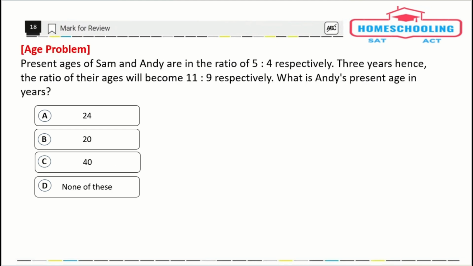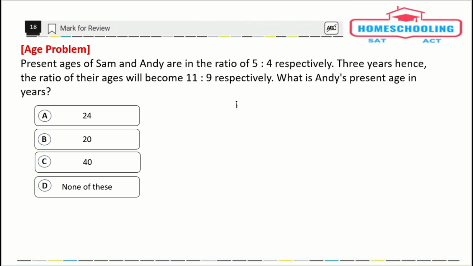Now, moving to the next type of question, that is age problem. The present age of Sam and Andy is in ratio 5 is to 4. 3 years hence, means 3 years after, the ratio of their age will be 11 is to 9 respectively. What is Andy's present age in years?